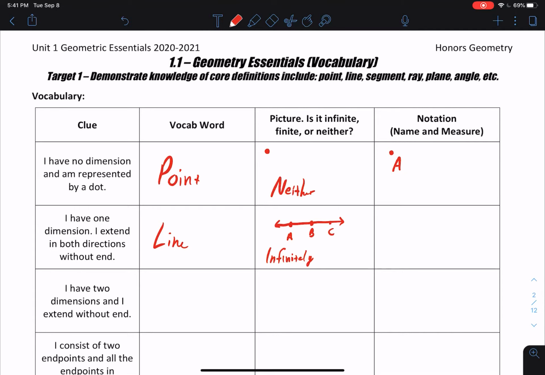All right? And to name it, I draw a little line, and then I give 2 points that it goes through. So there's going to be multiple ways for us to name this. We could say line AB. We could say line CA. A couple different ways to do that, okay?